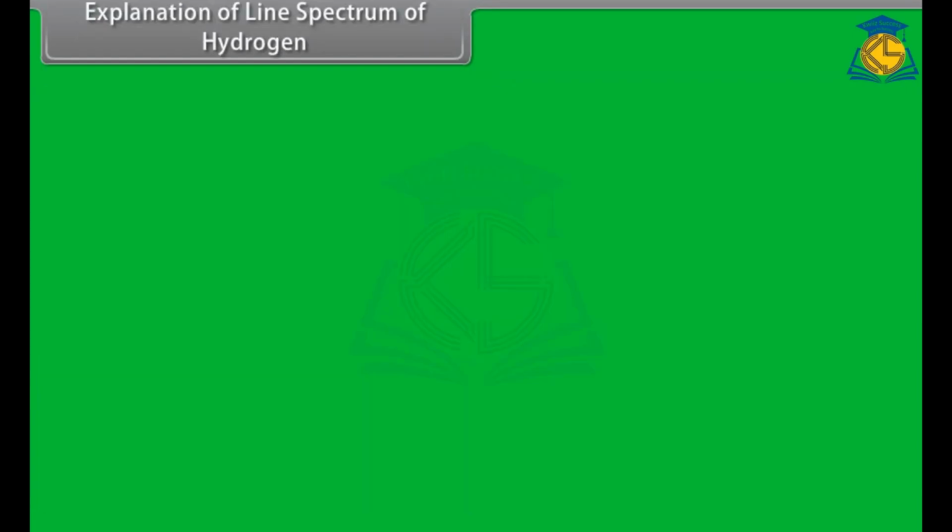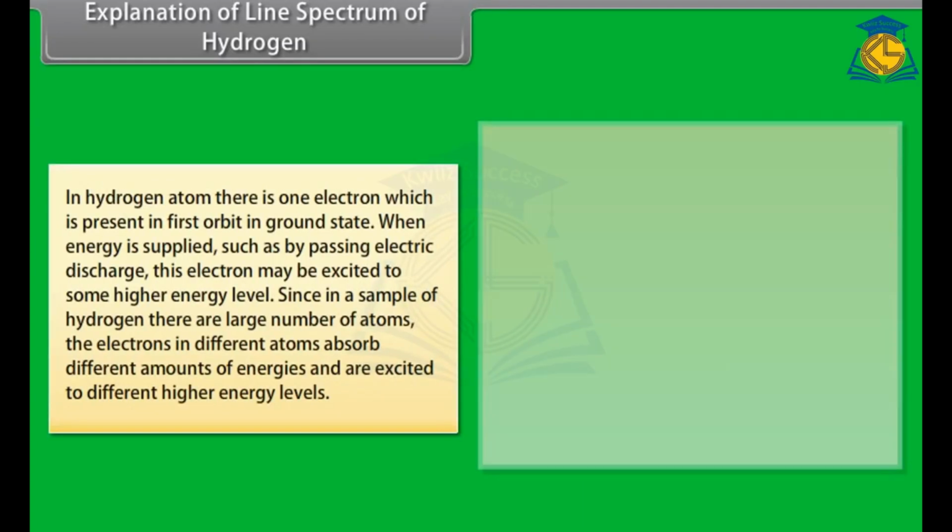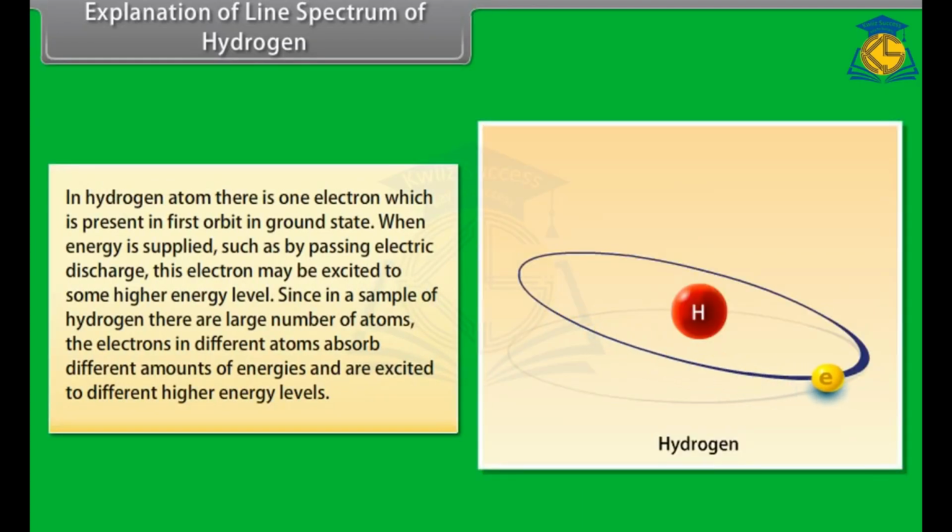Explanation of line spectrum of hydrogen. In hydrogen atom, there is one electron which is present in the first orbit in ground state. When energy is supplied, such as by passing electric discharge, this electron may be excited to some higher energy level.